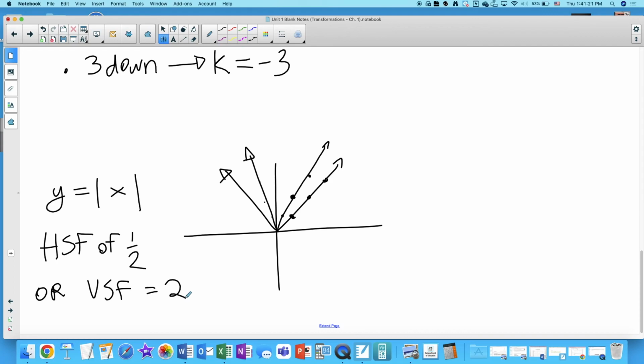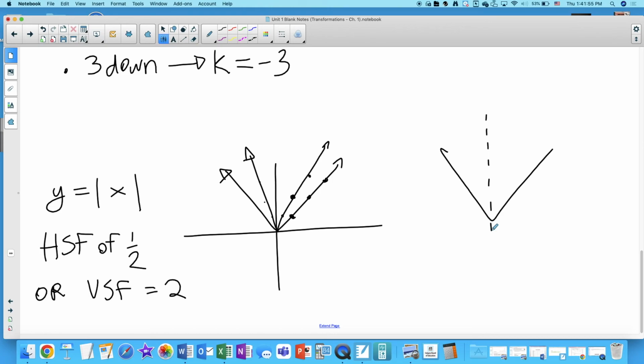Okay, now there's also the reflection piece. What happens when you take the absolute value of x and reflect it in the y-axis? If I take something like this and reflect it there, what am I going to see? Same thing. Sorry, I meant to say y-axis, right? It's getting reflected in the y-axis. Yeah, you're going to see exactly the same thing.